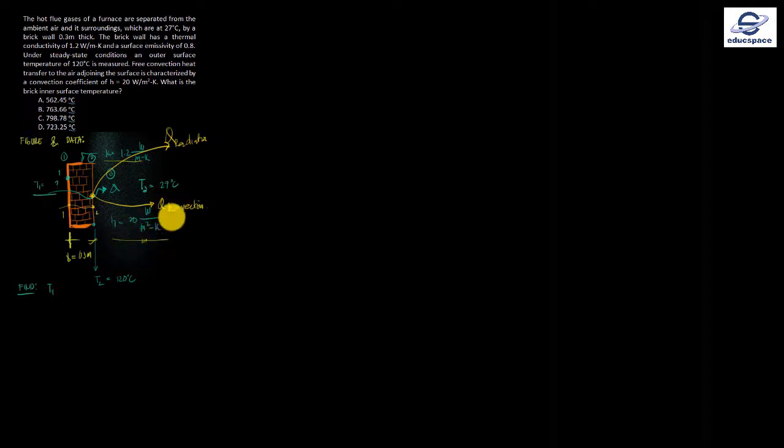So the h value of the surrounding air is given as 20 watts per meter squared Kelvin. The temperature of the surroundings is also given as 27 degrees Celsius, and what we are to find is the temperature of the source. So 120 degrees Celsius is given in this part, the external wall.